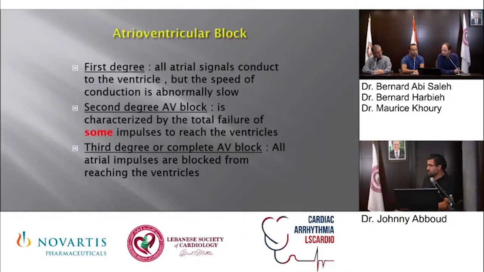The AV conduction problem is divided into 3 degrees: first degree, second, and third degree. Usually, first degree is asymptomatic. Every P wave is followed by a QRS, but with a certain delay, and it's rarely symptomatic. The second degree AV block is divided into Mobitz 1 and Mobitz 2, and you have from time to time a failure of impulse conduction from the atrium to the ventricle. And in the third degree, you have a complete dissociation between the atrium and the ventricle.